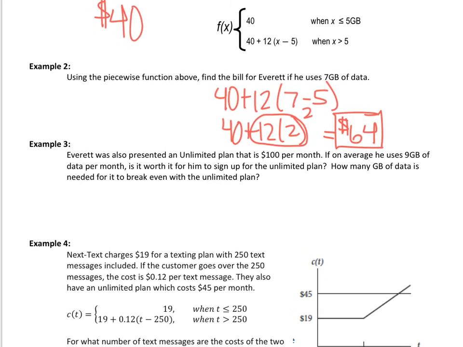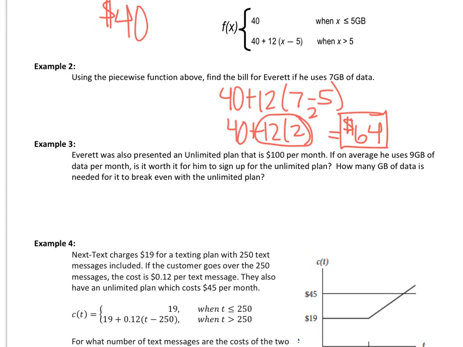Now, using the same piecewise function, it says Everett is presented with an unlimited plan. So someone's come up to him and said, hey, do you want the unlimited plan? It's $100 per month. Now, if he's using 7, we know that it's 64. So it doesn't make any sense for him to use the plan if he only uses 7 gigabytes of data, because he would just pay $64, whereas unlimited is $100. Now, what if he uses 9 gigabytes of data per month?